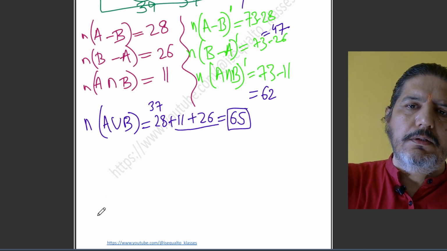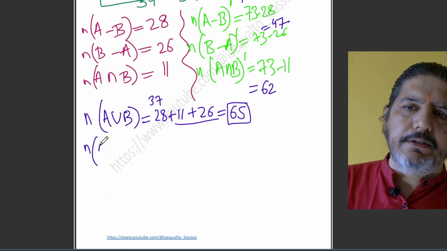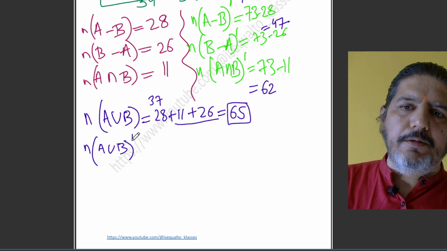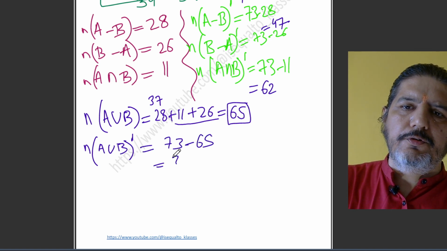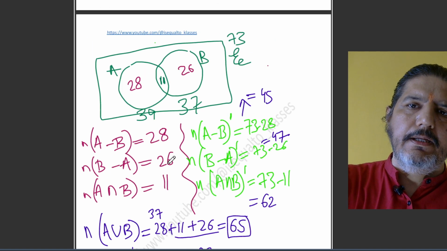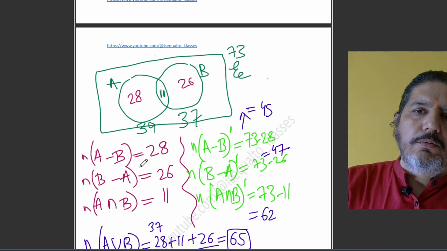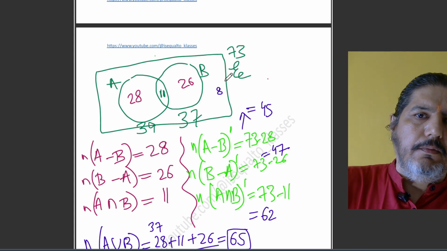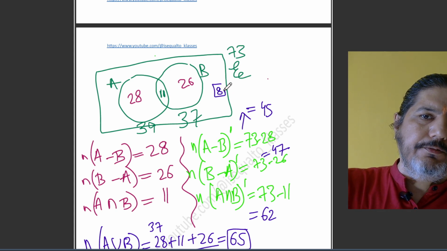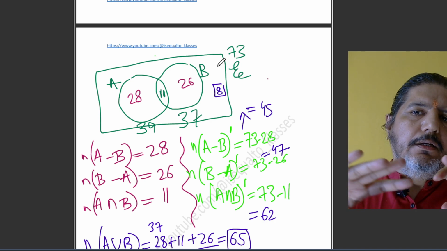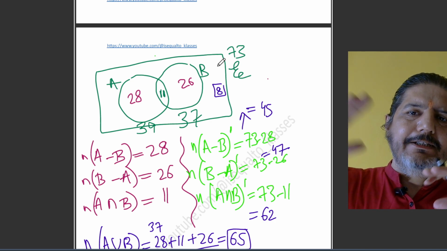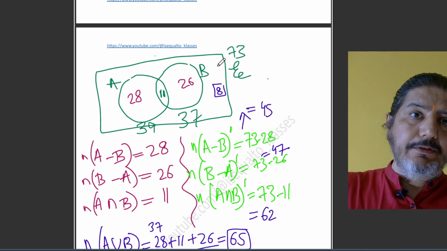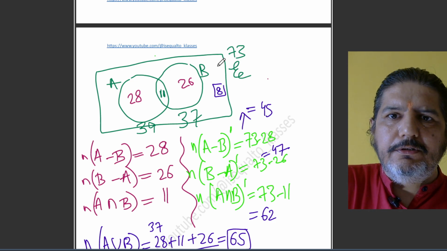Now I don't know whether this is being asked or not, but let us say A union B complement. This would be 73 minus 65. So this would be 8. So basically, if you try to understand, there are 8 other elements in the universal set, but they are not in A and B. So try to think about this.